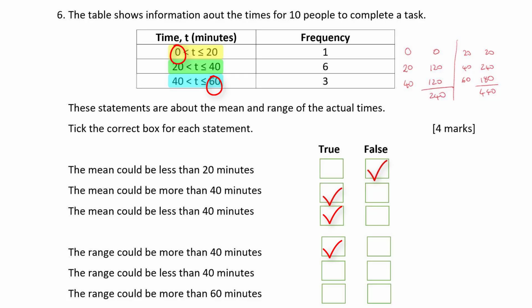Okay, so let's assume that first person is at the upper bound then rather than the lower bound. So here at 20, and let's assume that all those three people are at the lower bound there of 40. Then the range of those would be 40 subtract 20, which would be 20. So could the range be less than 40 minutes? Yes, it could. And could the range be more than 60 minutes?